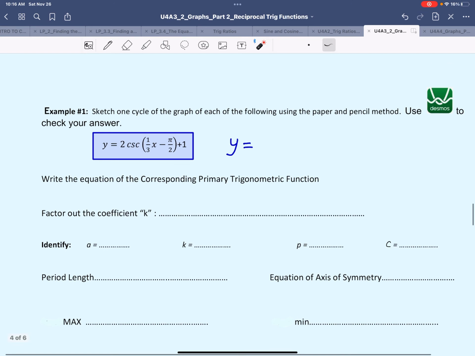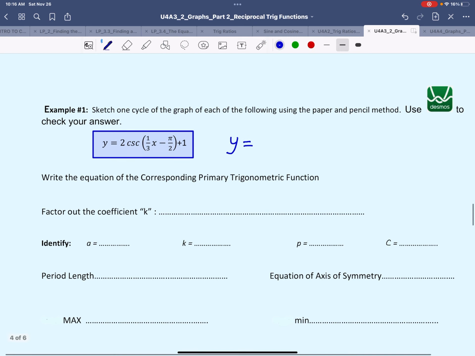The coefficient k is the number in front of x. When we have the variable x attached to its coefficient, and then we have plus or minus some other constant number, it means that it's not in factored form. So we're going to write here 2 cosecant. In our case, the coefficient is not factored, so we'll take out the coefficient of 1 over 3.